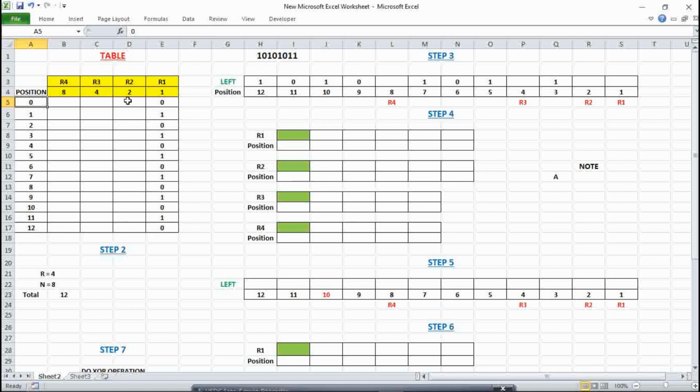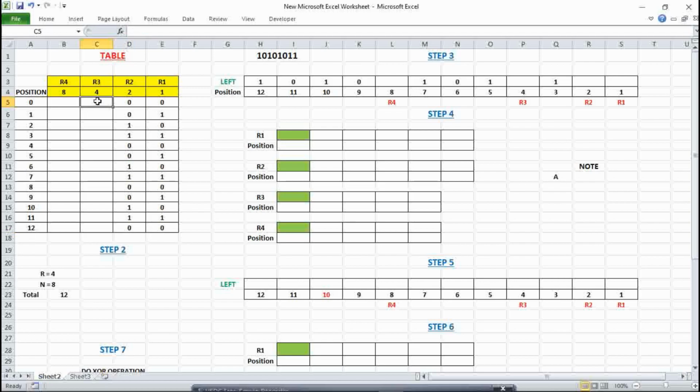Okay, now look, come to this R2. After going to R2, you have to follow this pattern. 2 times 0, 0, 0, 1, 1, 0, 0, 1, 1, 0. You have to fill this column to 12 only.